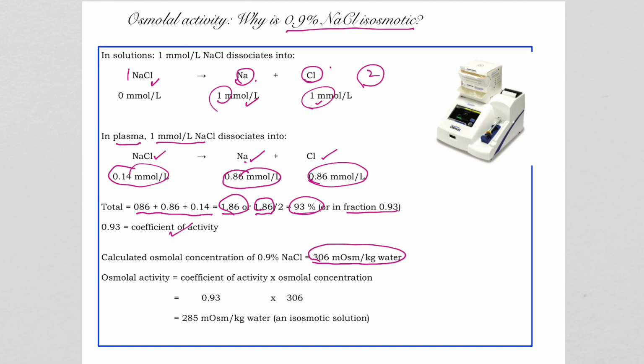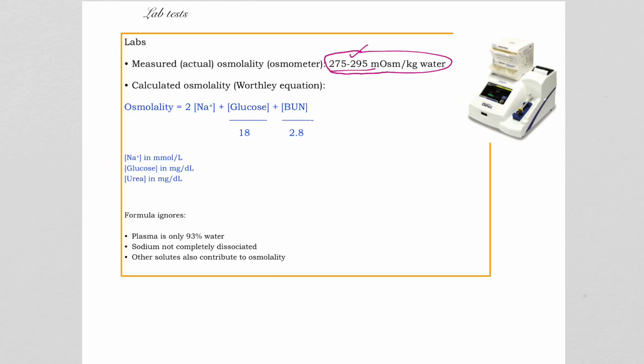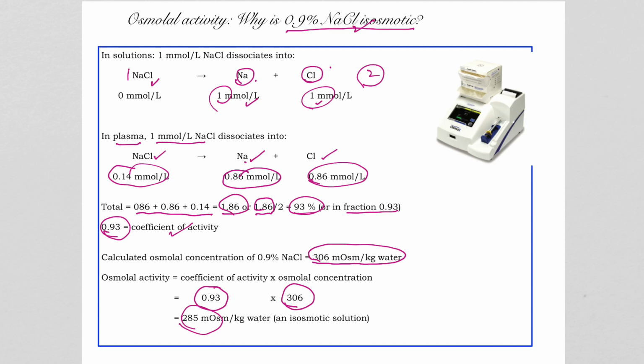So when we actually calculate the osmolarity of 0.9% sodium chloride, we have to consider this 0.93. If we take this activity 0.93 and multiply what we see outside the plasma, 306, you get 285, which is isoosmotic. So 0.9% sodium chloride that is made by manufacturers for intravenous therapy is isoosmotic because we have to consider what we call the coefficient of activity. And then we calculate what we call the osmolal activity.